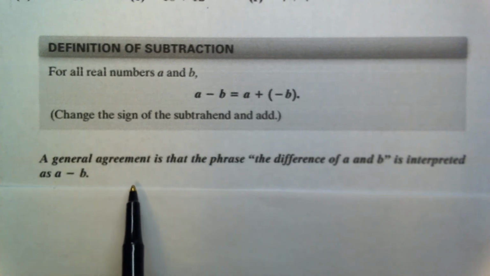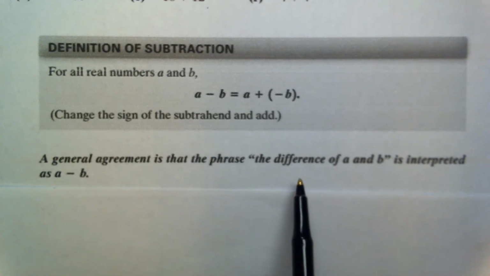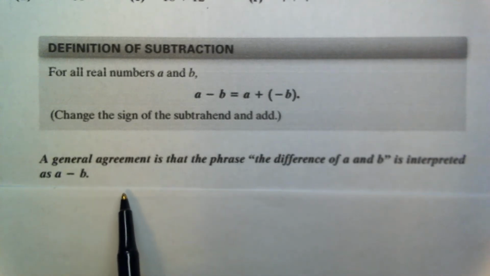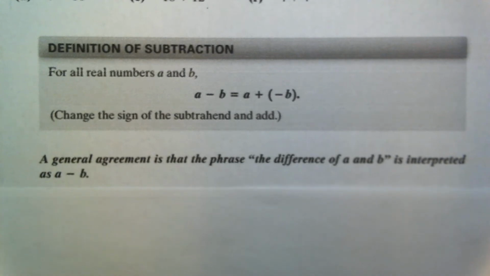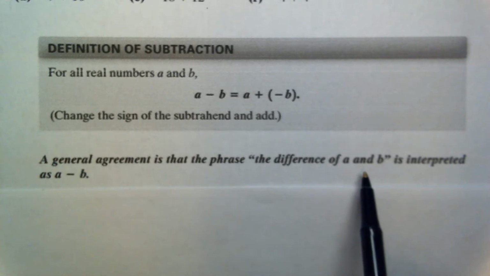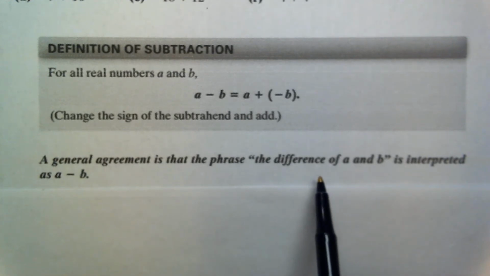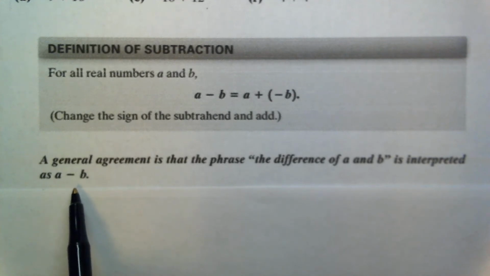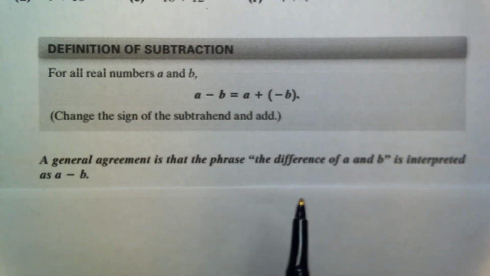And then a general agreement is that the phrase the difference of A and B is interpreted as A minus B. Again, this is important when it comes to word problems or application problems. So the difference of A and B is interpreted as A minus B. It seems almost counterintuitive because the "and" seems to imply addition. But it's the difference of A and B that is interpreted as A minus B. Very important little detail.